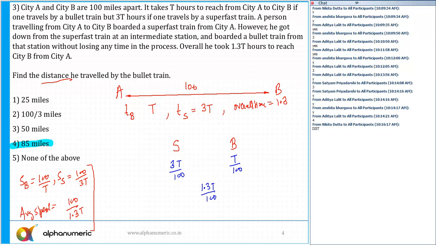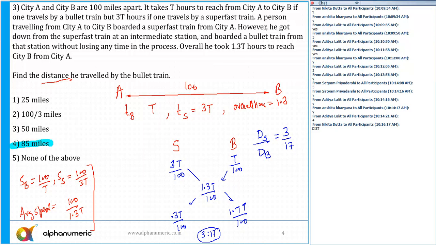So if I apply the alligation rule, it comes out to be 1.3 minus 1, which is equal to 0.3T by 100, and 3 minus 1.3 is equal to 1.7T by 100. So the ratio comes out to be 3:17. This is the distance traveled by the super fast train to the distance traveled by the bullet train. They are in the ratio 3:17.